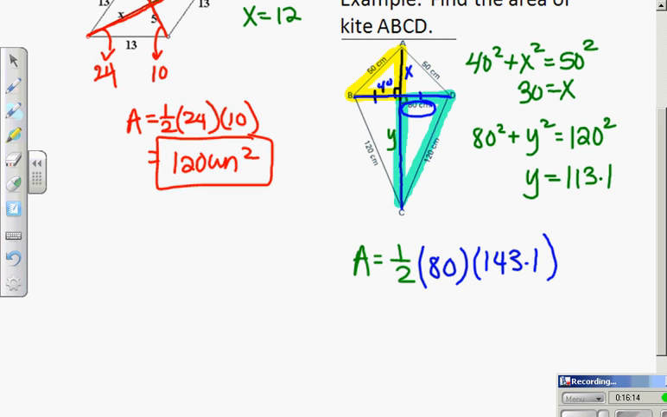And when you take 1/2 of 80, you get 40. 40 times 143.1 is 5,724 units squared. And that is a straightforward discussion of some of our polygons and their area formulas.